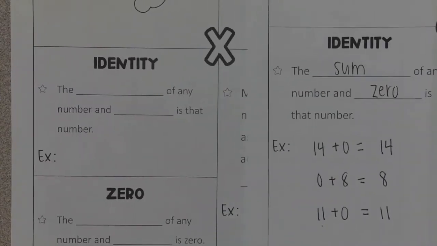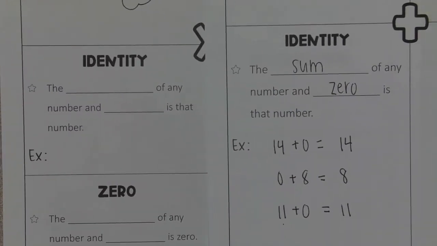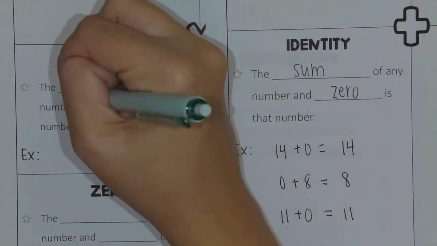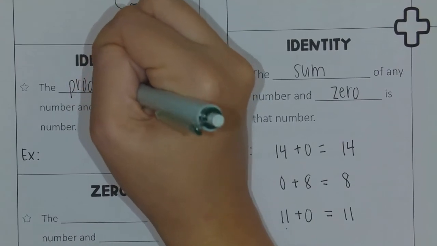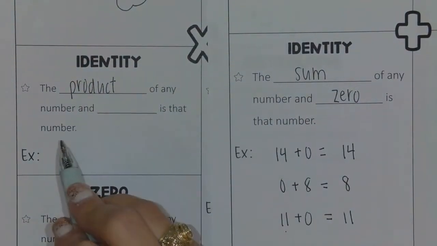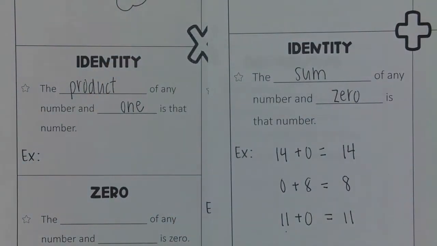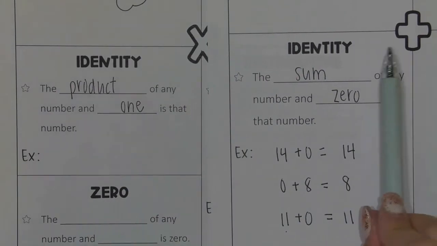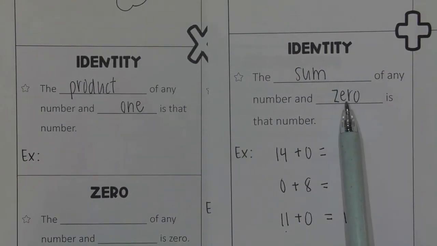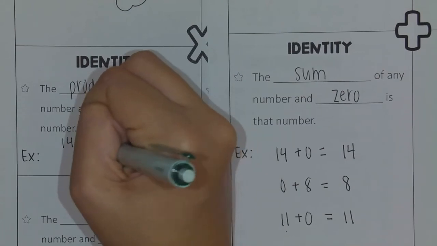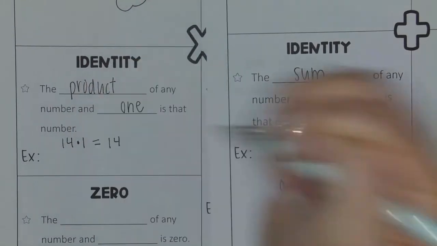Let's talk about our identity property of multiplication. Kind of changes here a little bit. So the identity property of multiplication states that the product, because again, that's the answer to a multiplication problem, the product of any number and 1 is that number. So there's our first big difference here. It's kind of stayed the same up until now, but identity for adding is 0. Identity for multiplication is 1. So I could do 14 times 1, and I'd get an answer of 14.